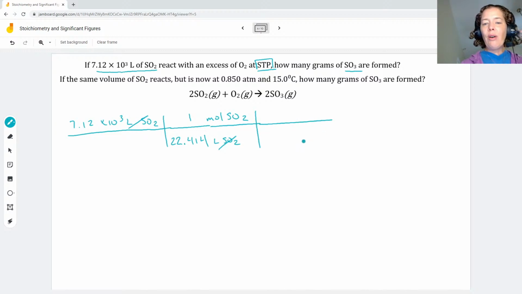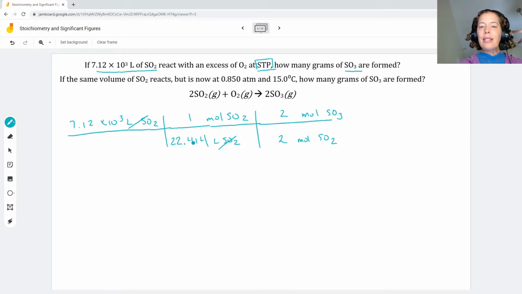Okay, so I know I want my moles of sulfur dioxide to cancel, and I'm going to go to sulfur trioxide. Eventually I'm going to get to grams, but I can't do grams yet. I first have to convert molecules with my mole ratio. Okay, let's get numbers in here. So there is a 2 in front of our sulfur dioxide, and there is also a 2 in front of our sulfur trioxide. So that's a 2-to-2 ratio. That's great because that simplifies to 1-to-1.